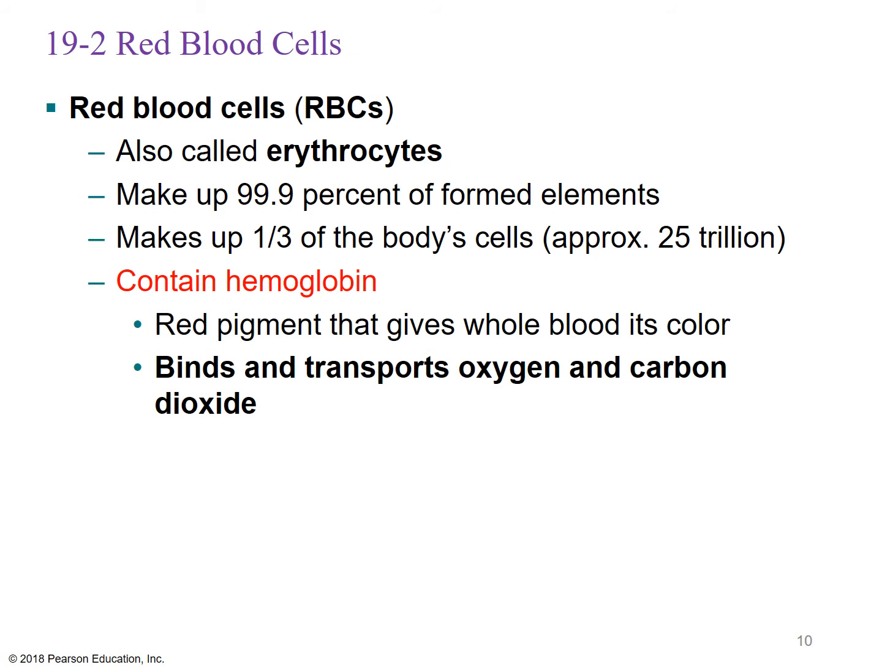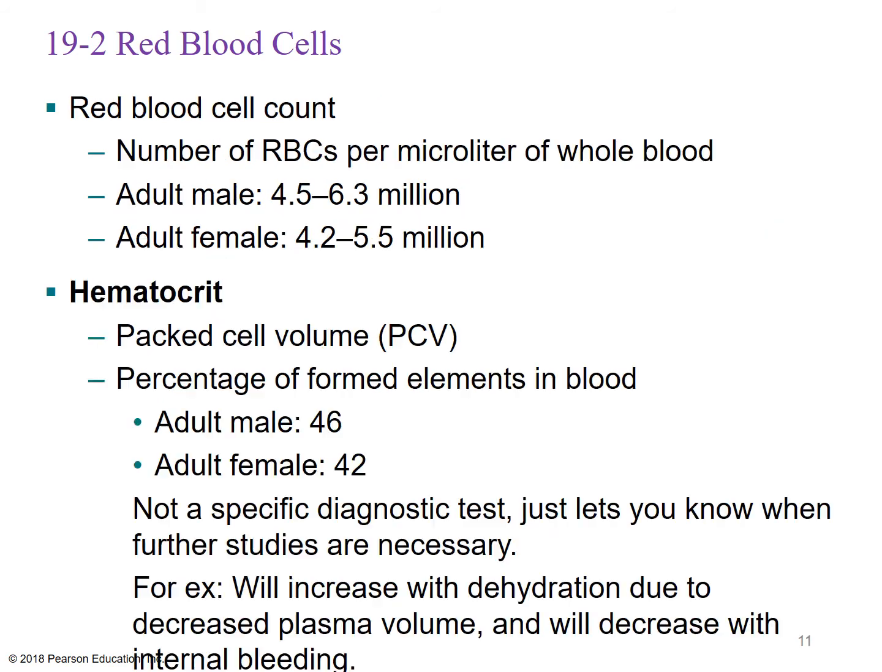So make sure you do not forget this word, because hemoglobin is going to be not only the red pigment that will give blood its color, but most importantly the one that is going to bind and transport oxygen and carbon dioxide. So we'll be talking about hemoglobin and its role in maintaining homeostasis. Just do not forget that hemoglobin is within the red blood cells to help transport those gases throughout your system.